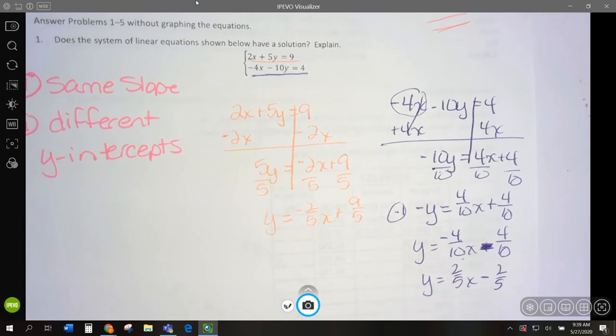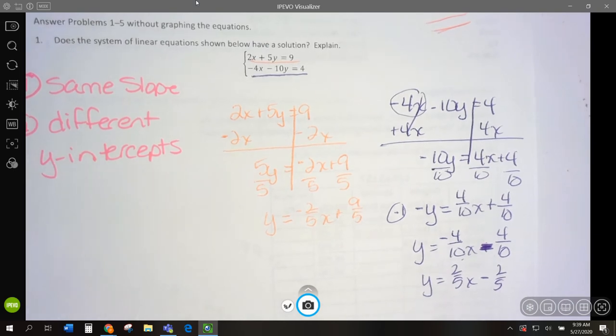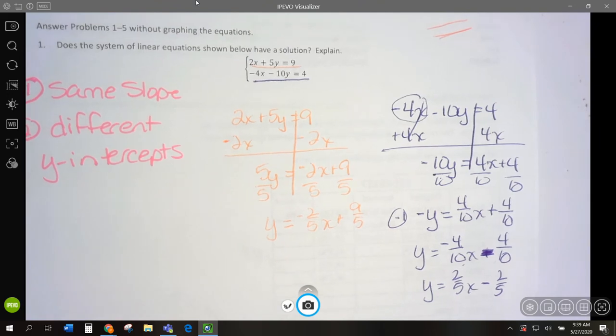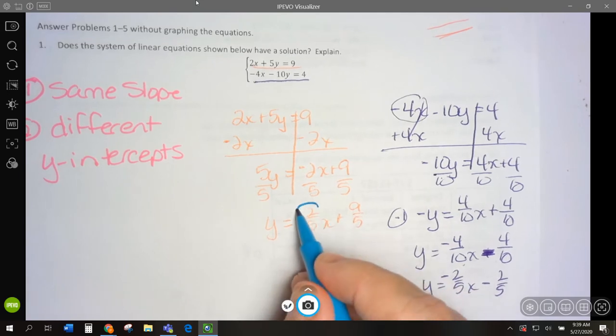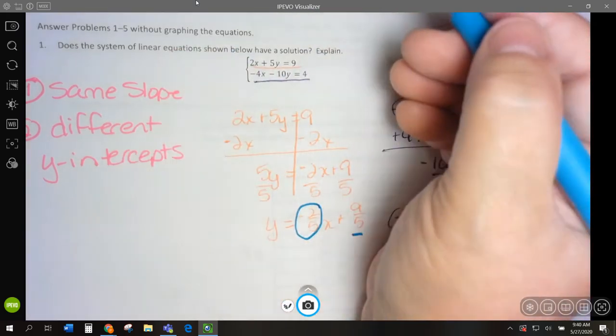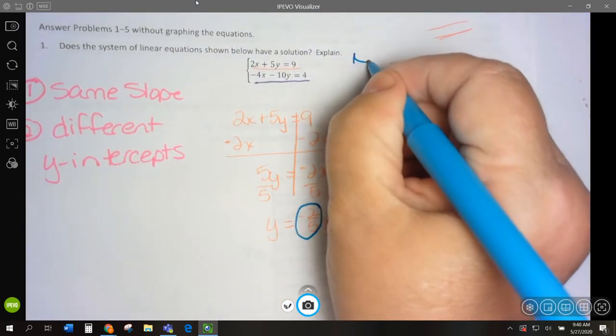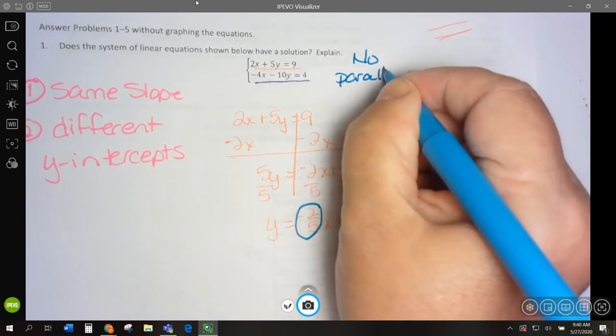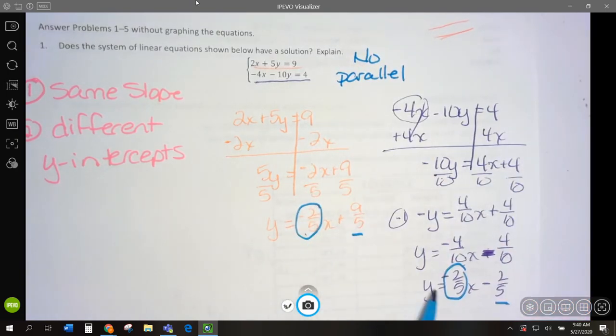Now, if we look, we have the same slope, negative 2/5, but different y-intercepts. So does this have a solution? No, because they're parallel. And we know they're parallel lines because they have the same slope, but different y-intercepts.